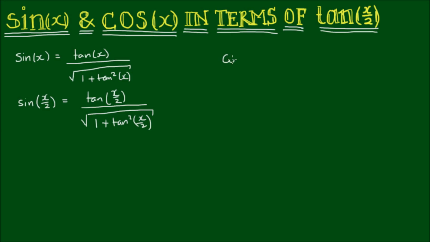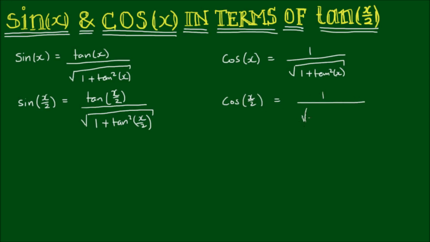We also found that the cosine of x can be written as 1 divided by the square root of 1 plus tan squared of x. And of course it follows that the cos of x on 2 would be equal to 1 over the square root of 1 plus tan squared of x on 2.